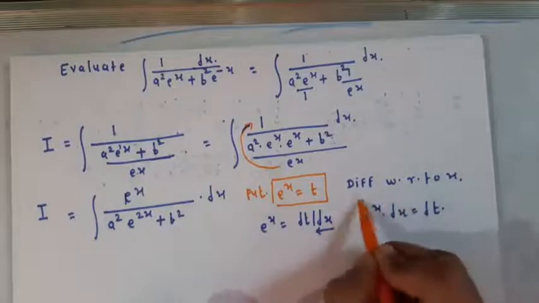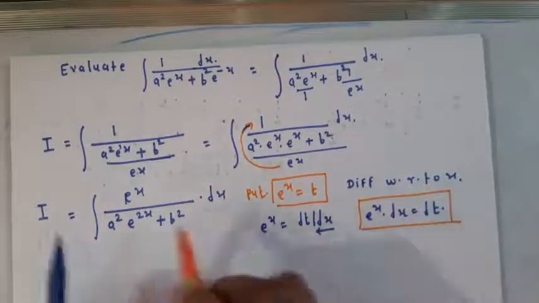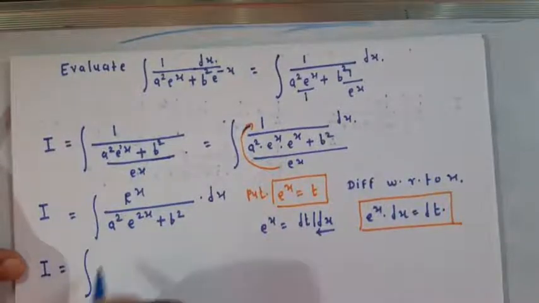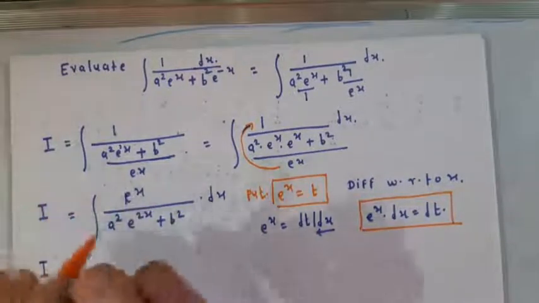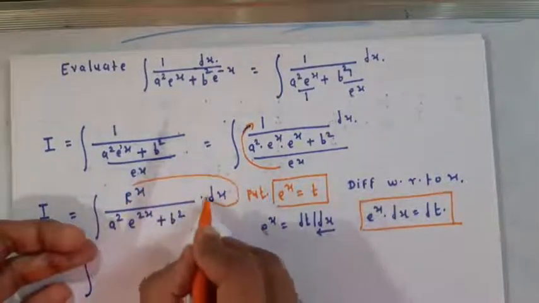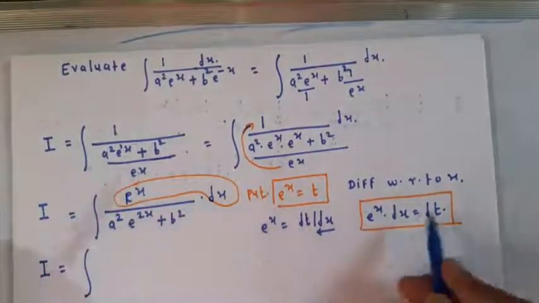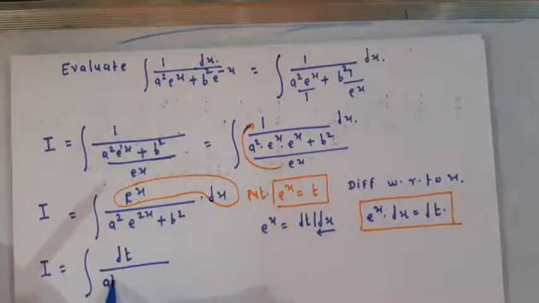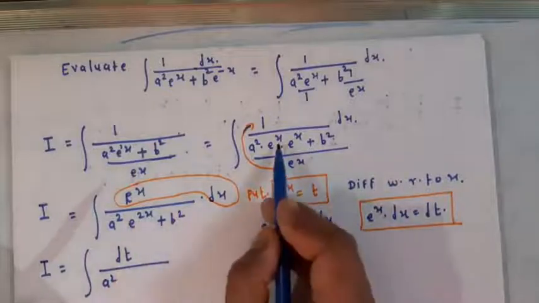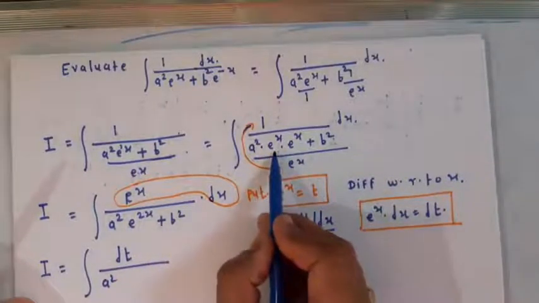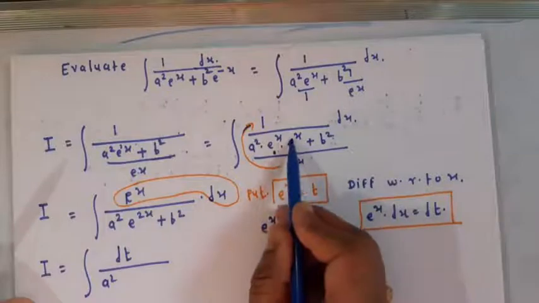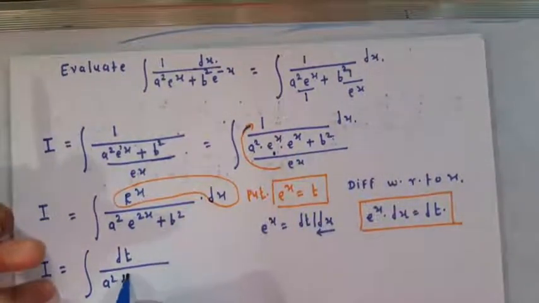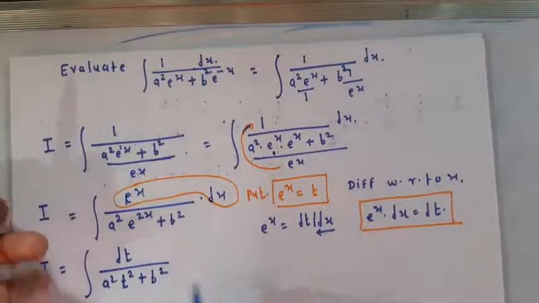Okay students, so let us put these values in the given integration. We will get integration I equal to, this e raised to x into dx term will be dt, upon a square e raised to 2x, meaning e raised to x into e raised to x. If e raised to x equal to t, then e raised to 2x is t square, and this is a square t square plus b square.